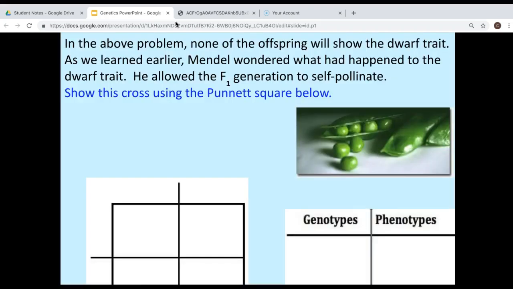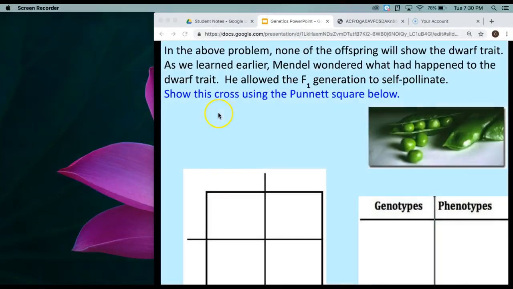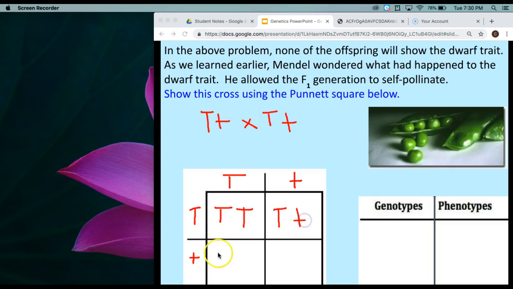All right. Let's look at the F1 generation, self-pollinating. So remember, self-pollinating, he let those heterozygous plants self-pollinate. So we would have big T, little t mixed with big T, little t. That's from the last page. He let them self-pollinate. So one parent goes here, big T, little t. The other parent goes here, big T, little t. Bring them down, big T, big T, big T, little t, big T, little t. Remember, big T, little t. Little t, little t. So let's look at our genotypes here.